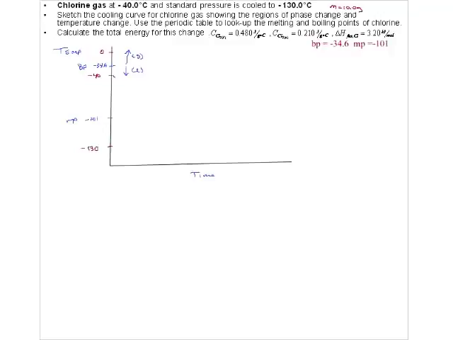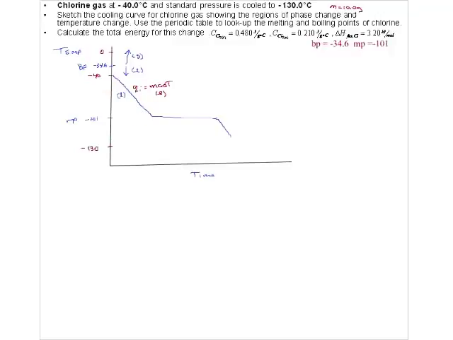And as we cool it down, it begins to cool, cool, cool until it hits -101. At -101, it's the melting point, or the reverse of melting is freezing. So it begins to freeze. It stays at -101 until every last bit of the chlorine is solidified. Once everything solidifies, then it turns into the solid, right? So what we have here is the liquid form of chlorine undergoing a change in temperature. Okay?